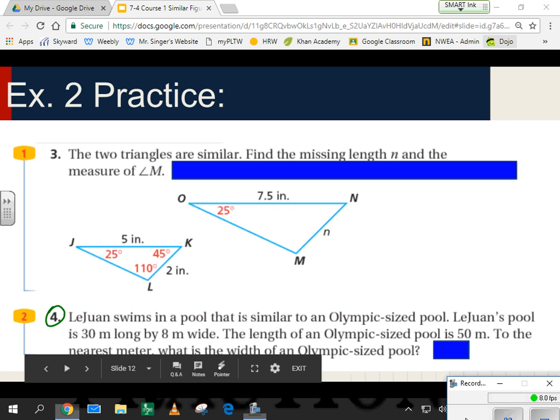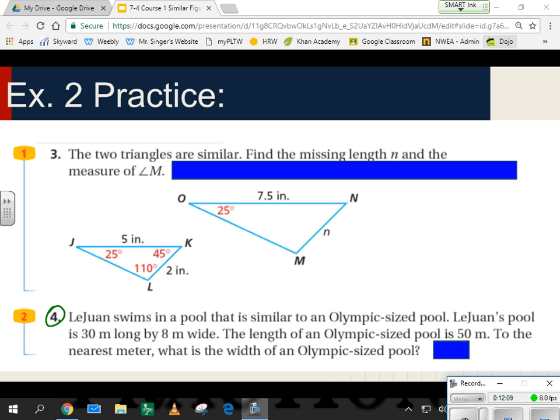Let's get you to do your own. All right, so for practice 2, there's 2 problems, but you can see I only circled one of them. So you have to be able to figure out number 4. It says Lawan swims in a pool that is similar to an Olympic-sized pool. Lawan's pool is 30 meters long by 8 meters wide. The length of an Olympic pool is 50 meters. So to the nearest meter, what is the width of the Olympic-sized pool? Go ahead and create a picture first of what he has to what it needs to be.